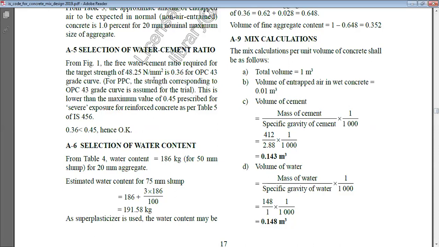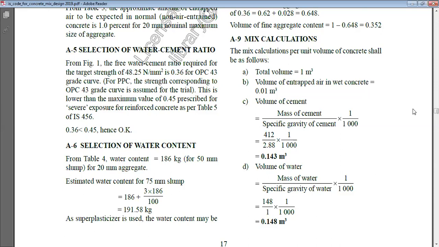This is very important. How to get a water cement ratio: by using the graph. By using the graph, you know the target strength. From the target strength, by using the different curves, if you are using PPC, that is the OPC 43 grade curve you are observing. So based on that observed curve, you are getting a water cement ratio of 0.36.